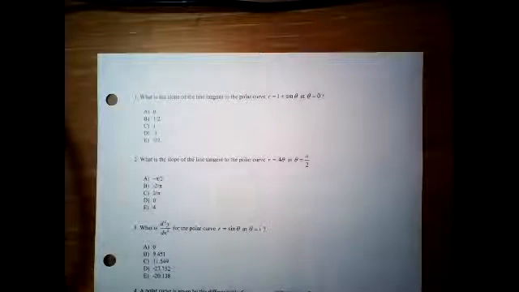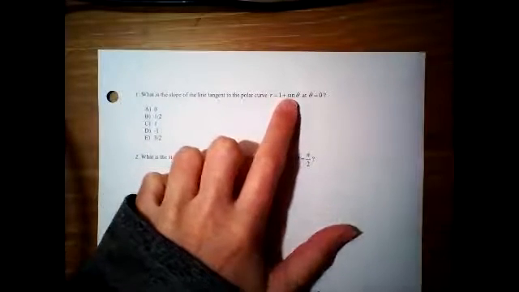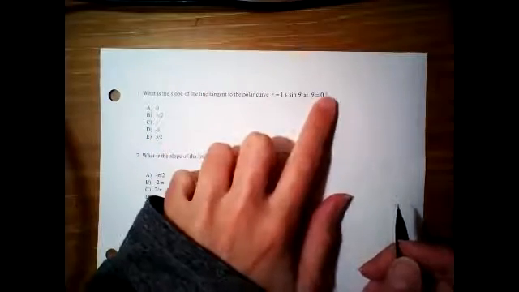All right, so hey guys, this is going to be your video for me going over the homework on the polar derivatives. So for the first one, we've got r equals 1 plus sine theta. We want to find the derivative, slope of the tangent line, at theta equals 0.